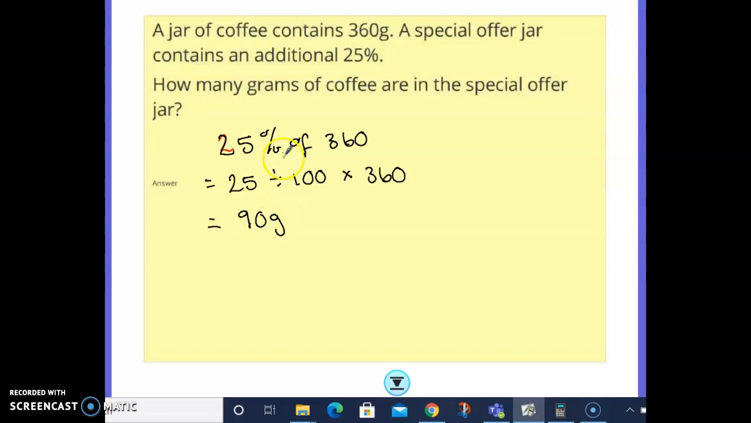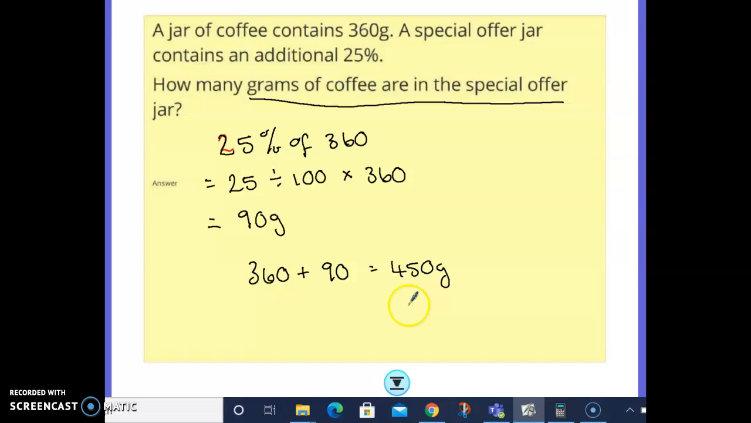Now that is how much extra we would get. We're asked how many grams of coffee are in the special offer jar, so we need to add it on. 360 add 90 gives us 450 grams.